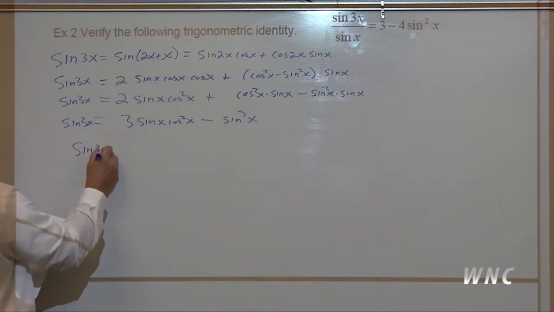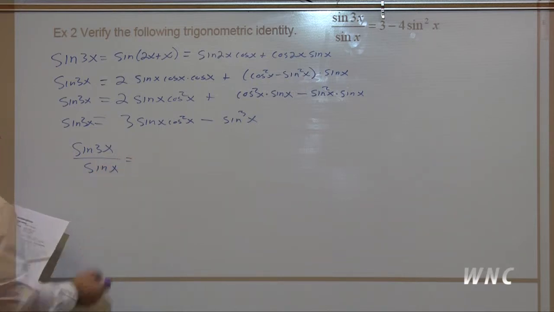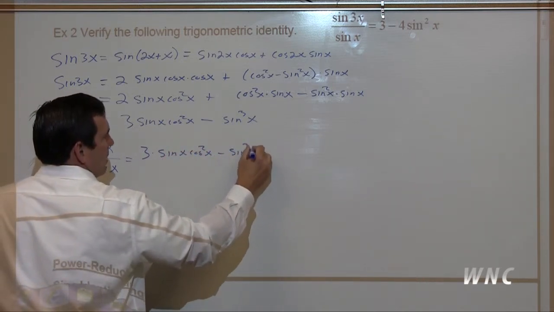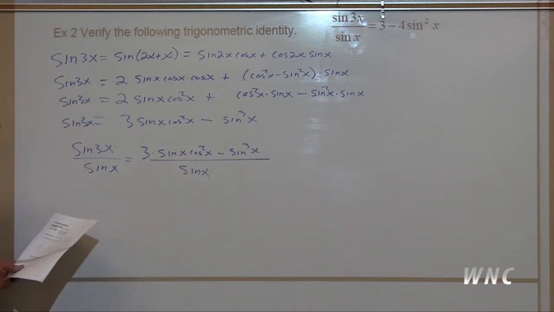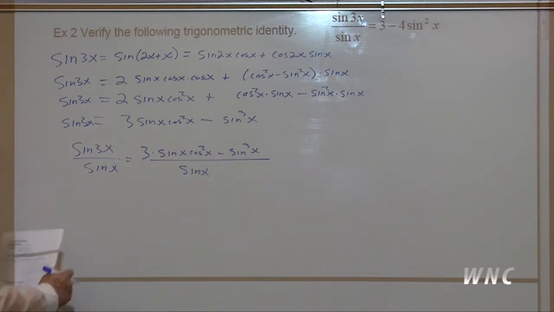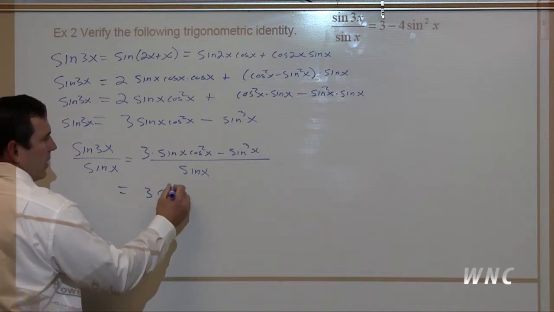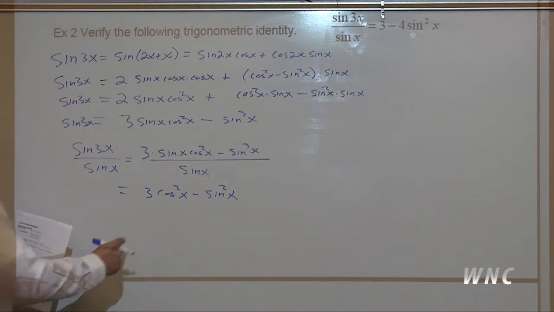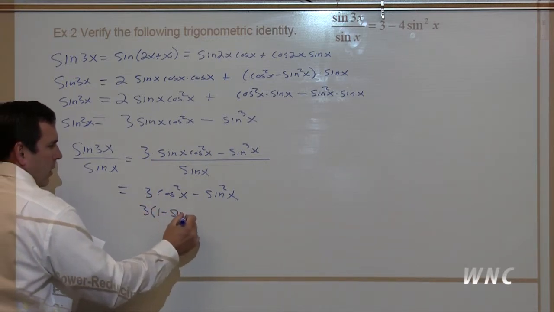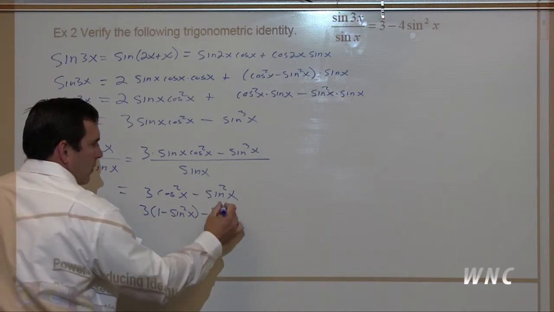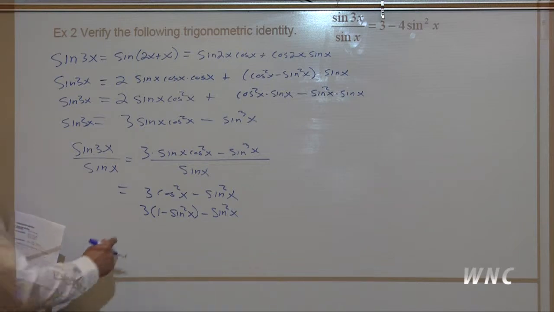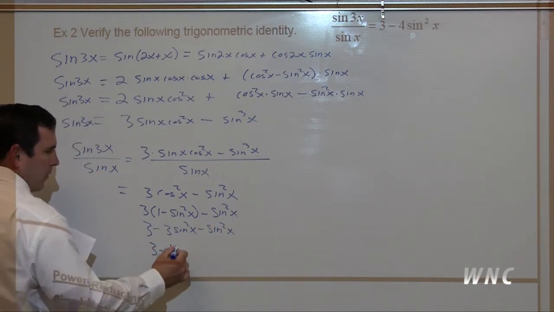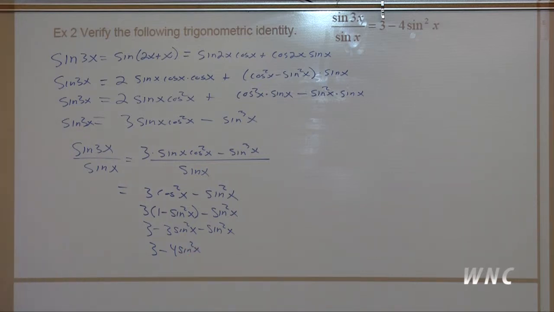So we look at sine 3x divided by sine x. We have 3 times sine x cosine squared x minus sine cubed x all over sine x. If I divide a sine x out of the numerator, I get what? 3 cosine squared x minus sine squared x. Now, cosine squared is 1 minus sine squared x. If I distribute, 3 minus 3 sine squared x minus sine squared x, that's 3 minus 4 sine squared x. And that's what we wanted. That was our goal.